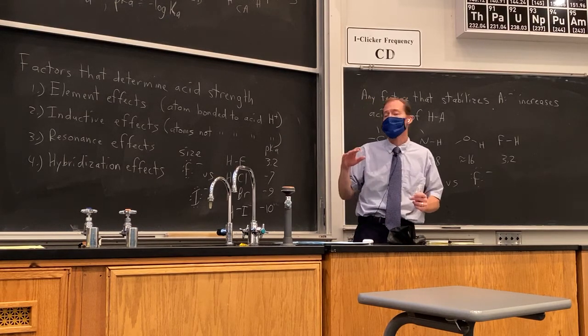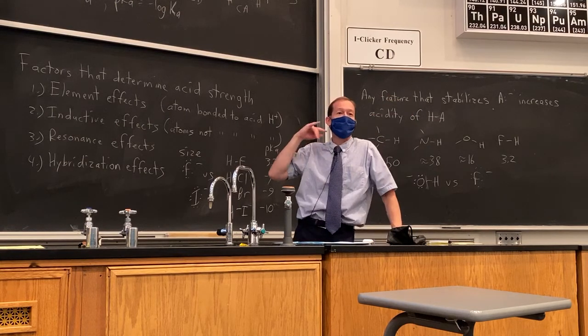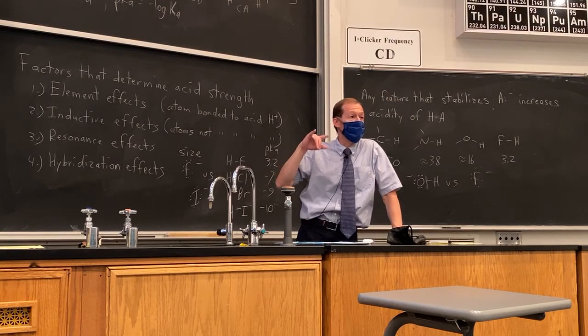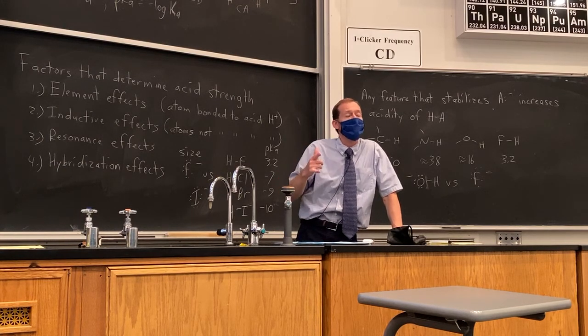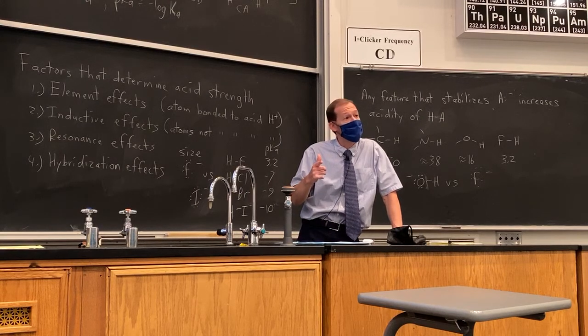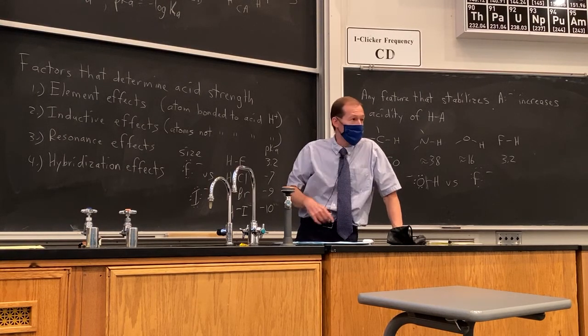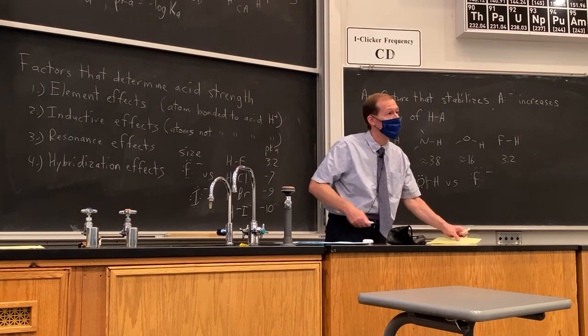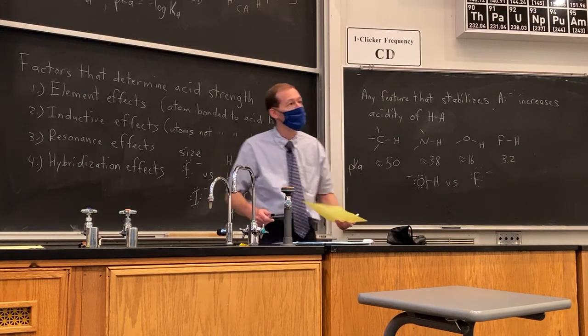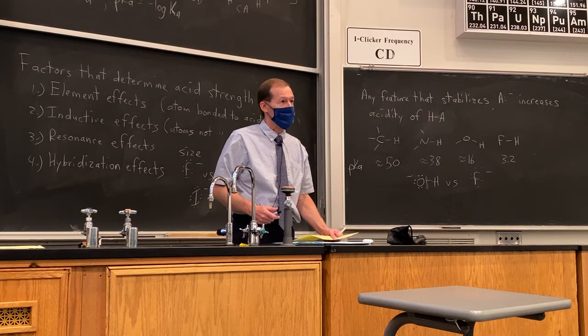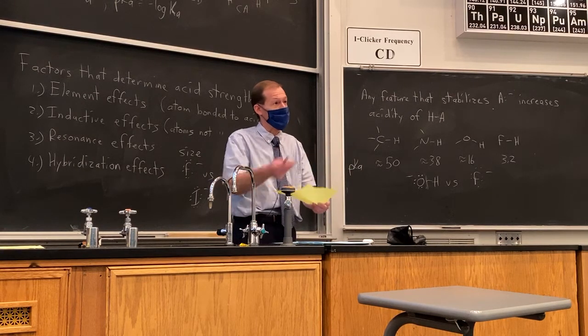So the element effect, when you're looking at two elements in the same row, you're going to be comparing electronegativity. When you're looking at two elements in the same column, you're going to be comparing size. Any questions? Yes, please. Yes, the relative stability of the conjugate base, exactly.